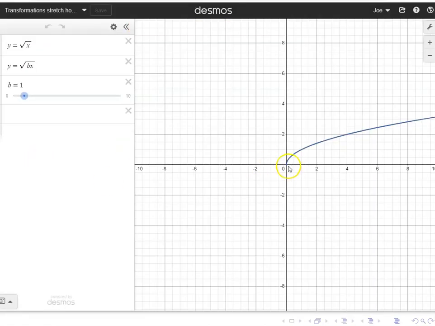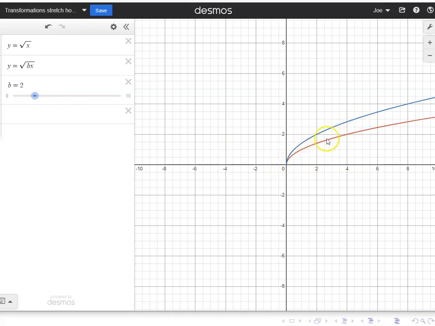Alright, so we're starting with the graph of y equals square root of x. We're going to multiply by positive values of b. We'll handle negative values here in a little bit, but let's just do positive values of b. Let's see what happens if we make that b bigger than 1. Say we make it 2. Notice that the original graph here is in red.